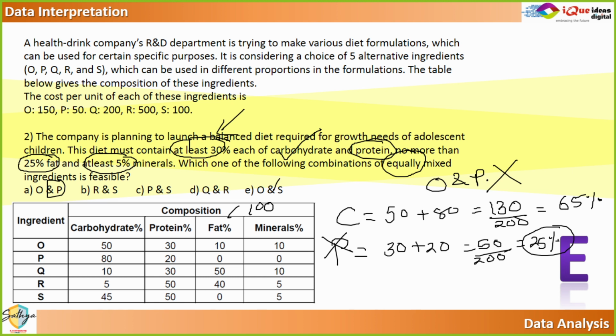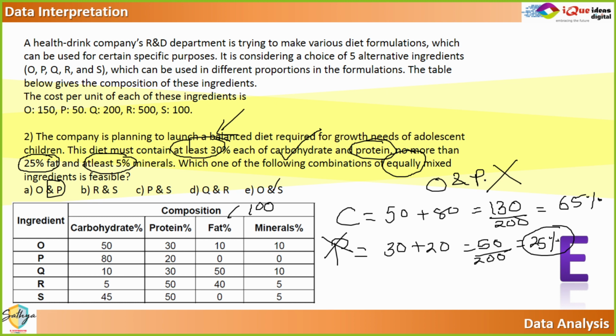So like this, for all the 5 options, you keep checking, and whichever matches all the conditions, that one is your answer. It's only quick calculations which need to be done here. There's nothing much to be done.